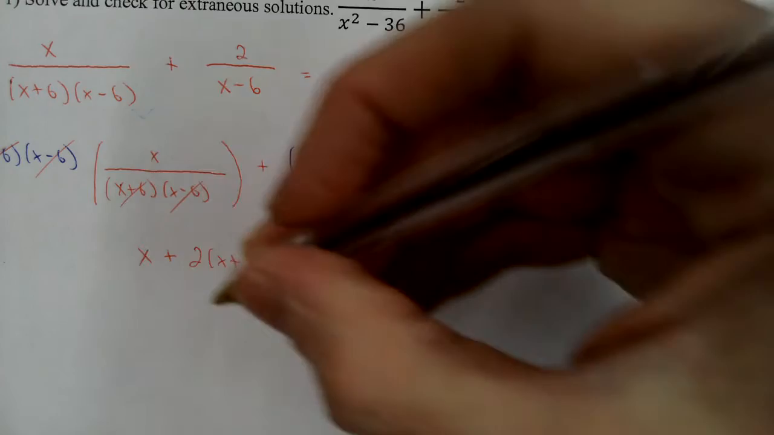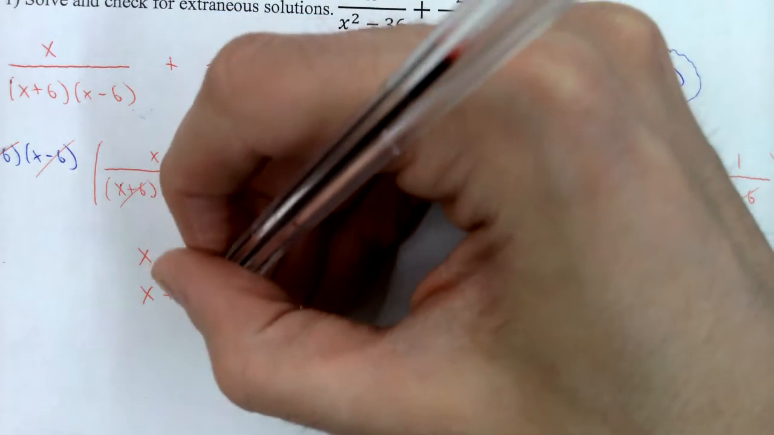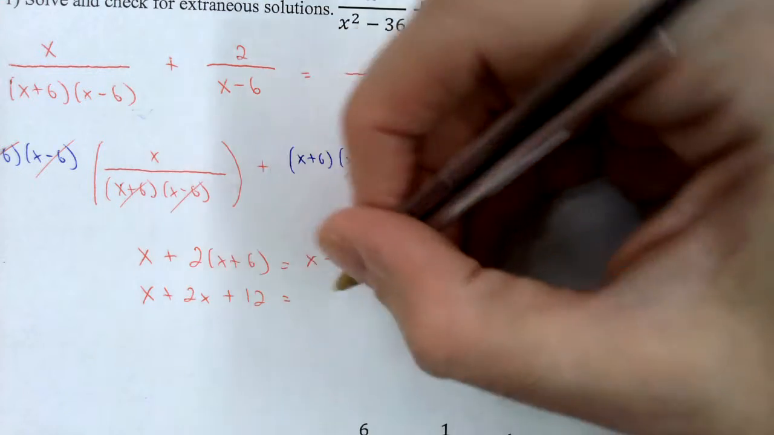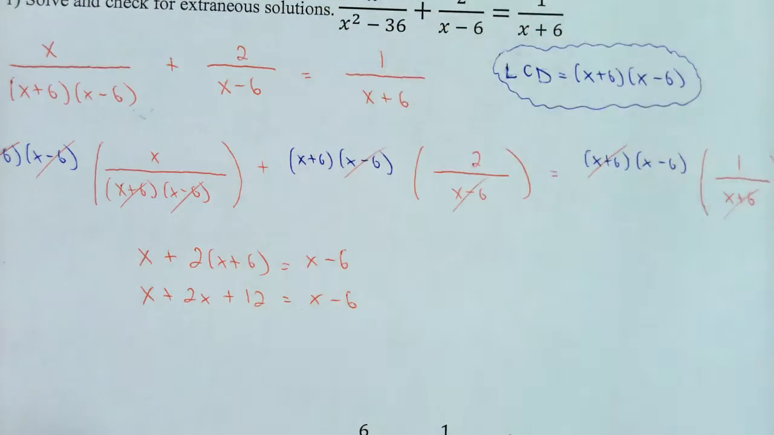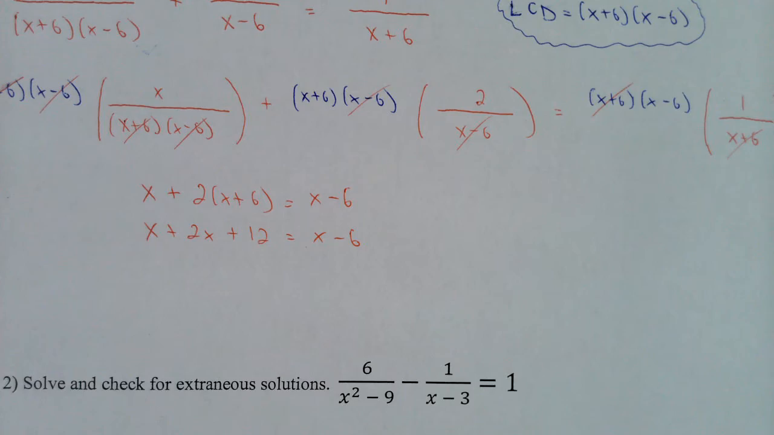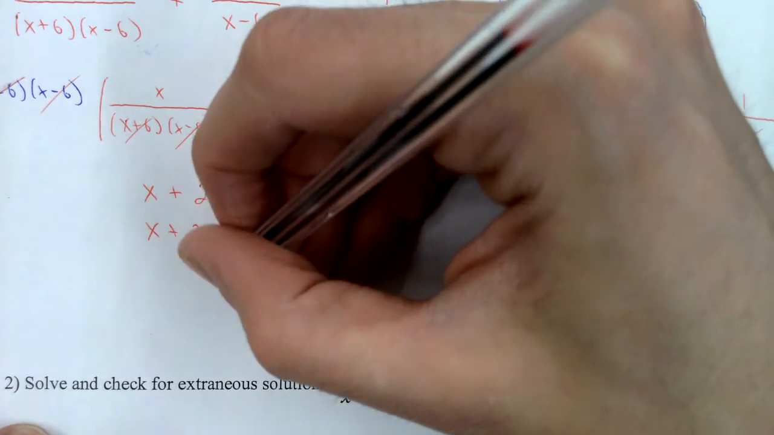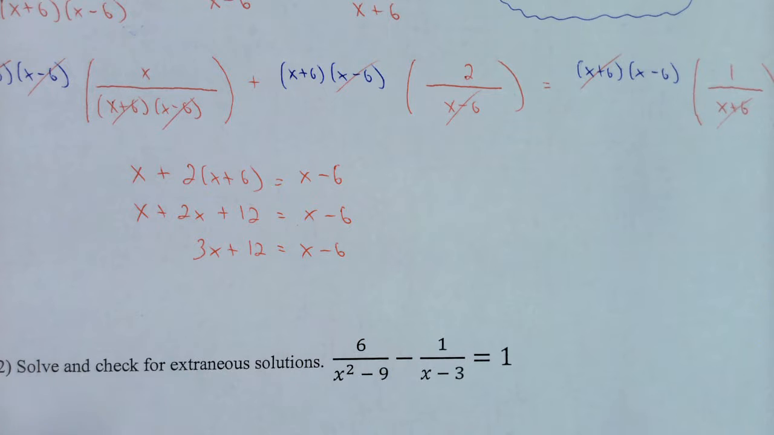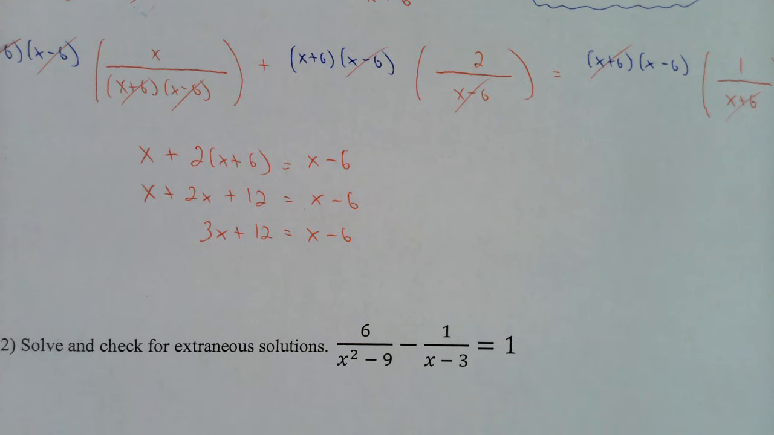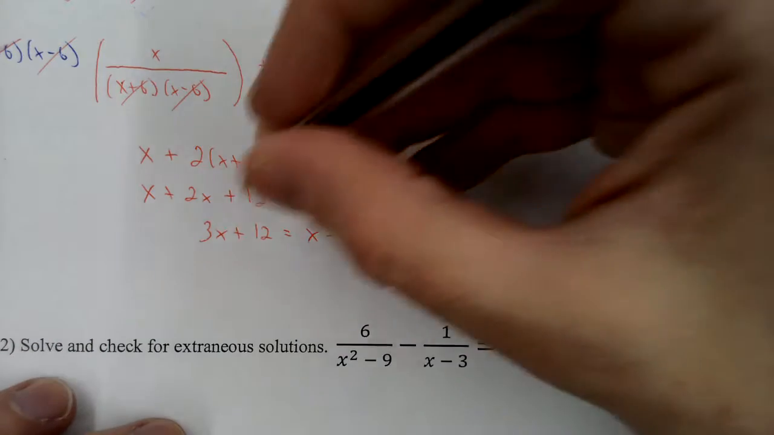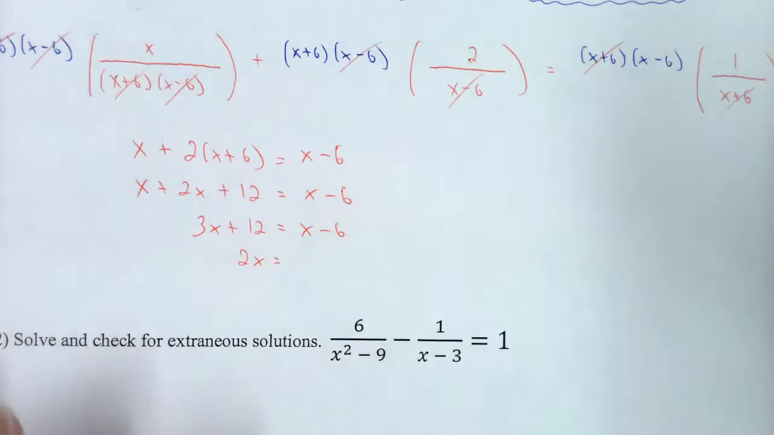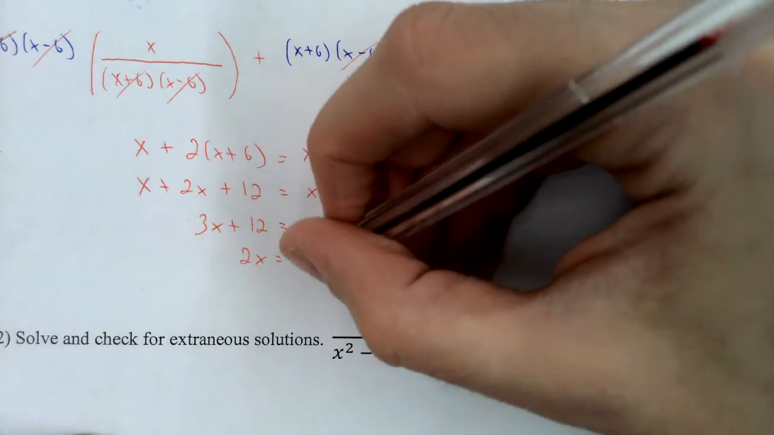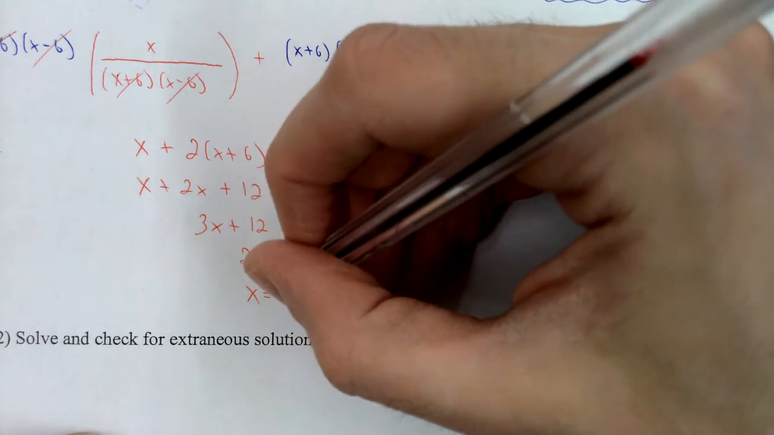Okay, so x plus 2x plus 12. Combine like terms, 3x plus 12. Subtract the x. So you get a 2x. Subtract the 12, so you get negative 18. And then it gives you x equals 9.